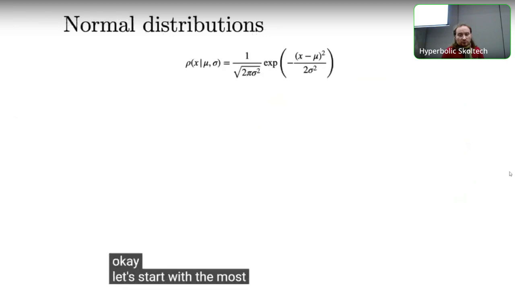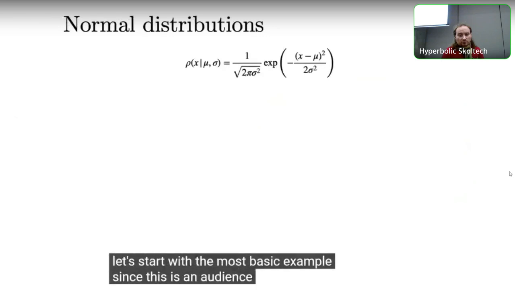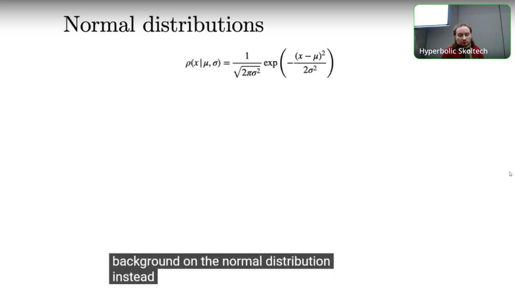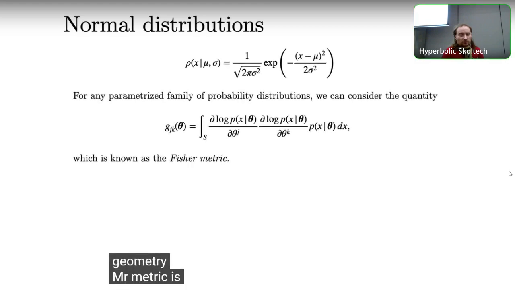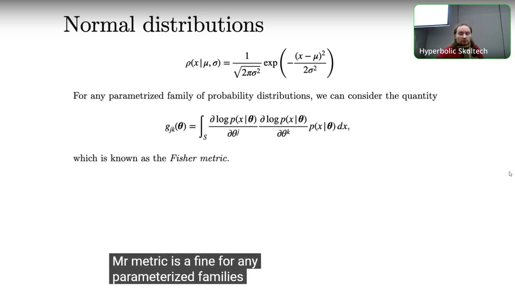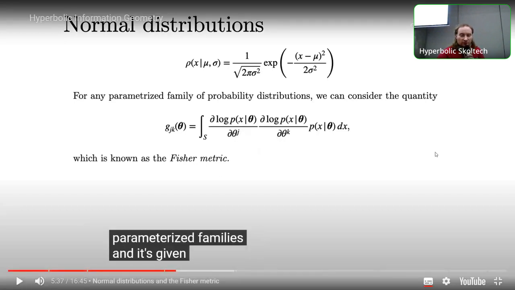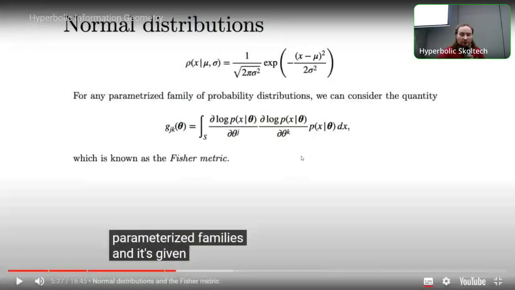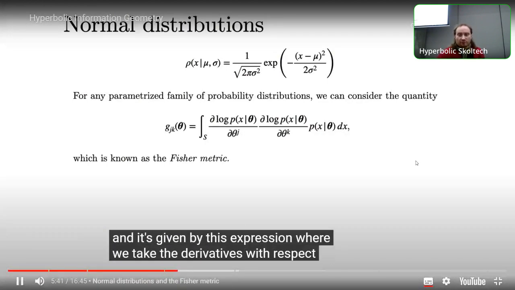Okay, let's start with the most basic example. Since this is an audience of statisticians, I'm not going to give a background on the normal distribution. Instead, let me use this example to discuss the Fisher metric, which is one of the central objects in information geometry. The Fisher metric is defined for any parameterized family, and it gives a metric tensor for your manifold of parameters.